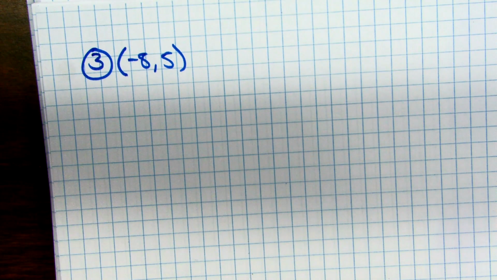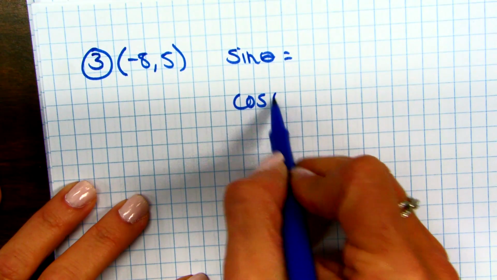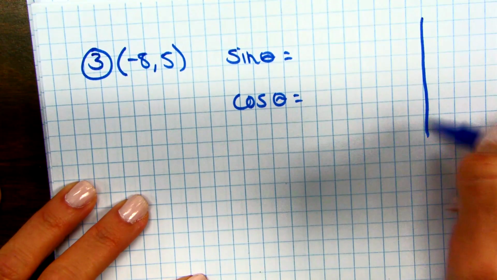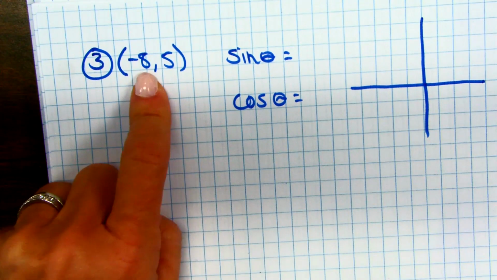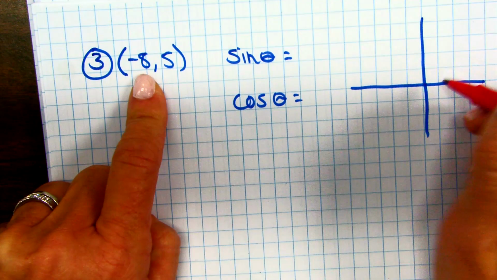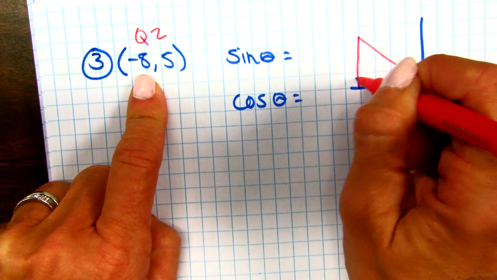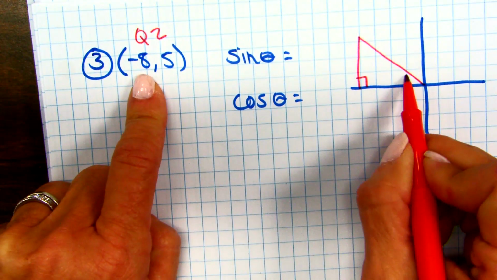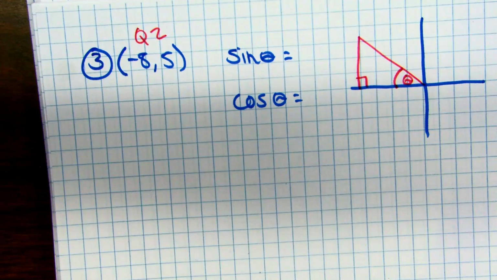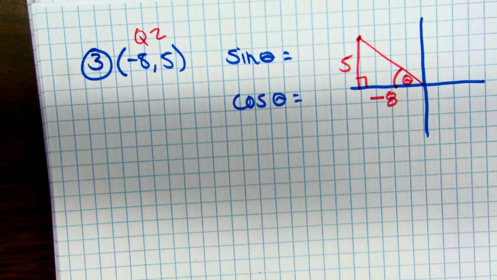Okay, so number 3 is just like yesterday. Given an ordered pair, find sine and cosine. So we're going to first draw our triangle in the correct quadrant. When it's an ordered pair, we just travel there. Left 8, up 5 puts us in quadrant 2. So triangle, right angle with the x-axis. Theta is always at the origin. I went left 8, up 5 to get there.